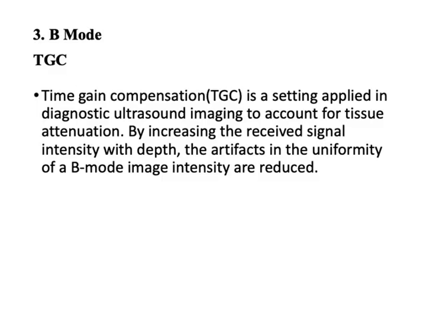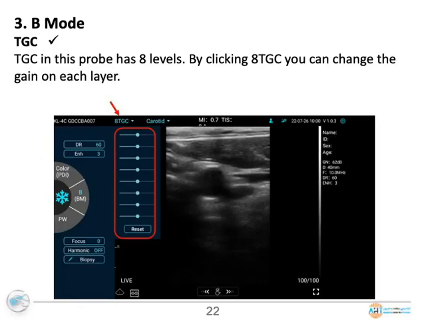TGC. TGC, also known as time gain compensation, is a setting applied in diagnostic ultrasound imaging to account for tissue attenuation. By increasing the received signal intensity with depth, the artifacts are reduced and the uniformity of a B-mode image intensity is improved. TGC in this probe has 8 levels.